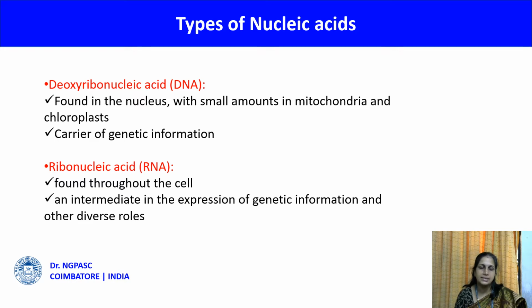Types of nucleic acids. There are two types of nucleic acid, DNA and RNA. DNA is deoxyribonucleic acid. RNA is ribonucleic acid. DNA is found in the nucleus with small amounts in mitochondria and chloroplast. It is the carrier of genetic information, whereas ribonucleic acid or RNA is found throughout the cell and it forms an intermediate in the expression of genetic information and other diverse roles.